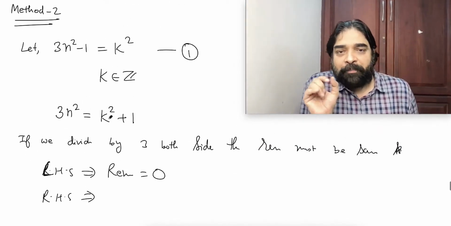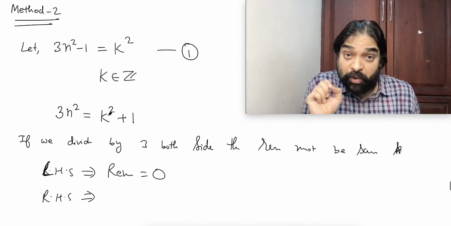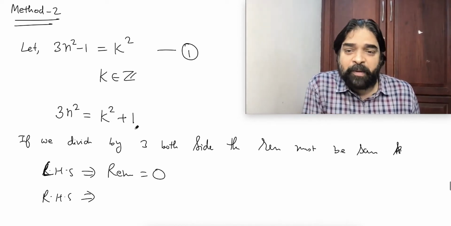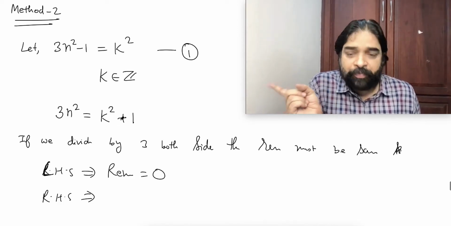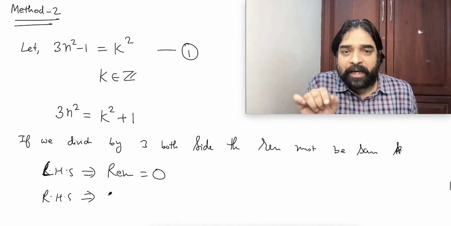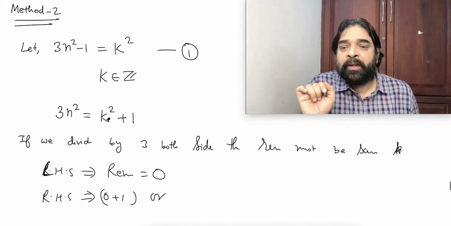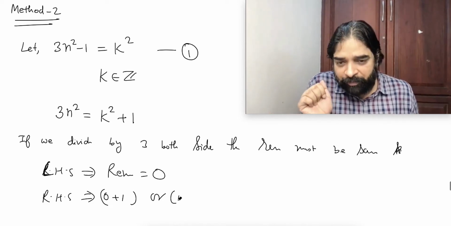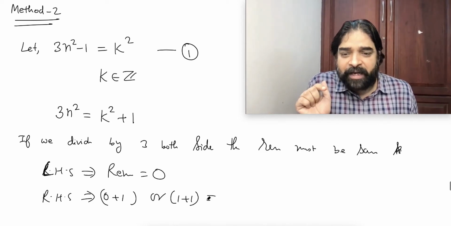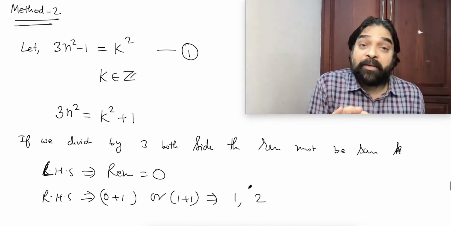So, what is the possibility? Either the remainder of k square will be 0, then here the remainder will be 1, because you have to divide both terms by 3. If here the remainder is 0, here the remainder will be 100% 1. So on the right side the remainder will be 0 plus 1, or maybe k square gives remainder 1, so 1 plus 1. Means the right side remainder will be either 1 or 2.